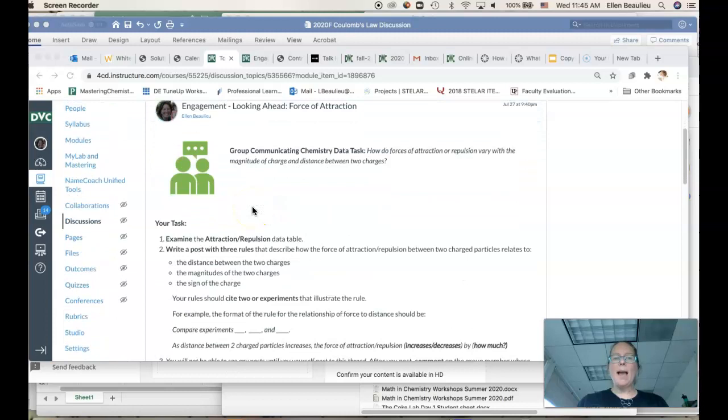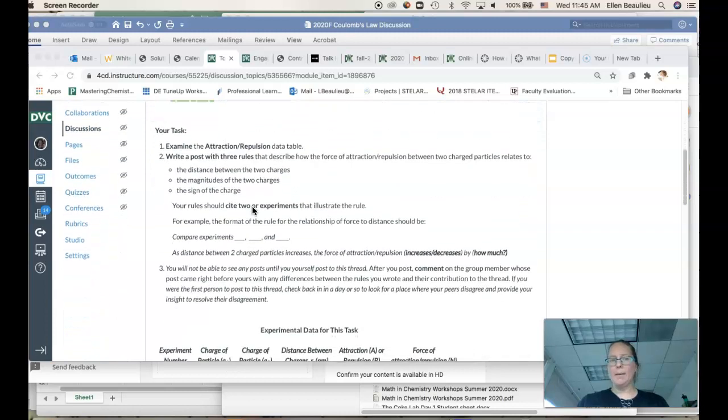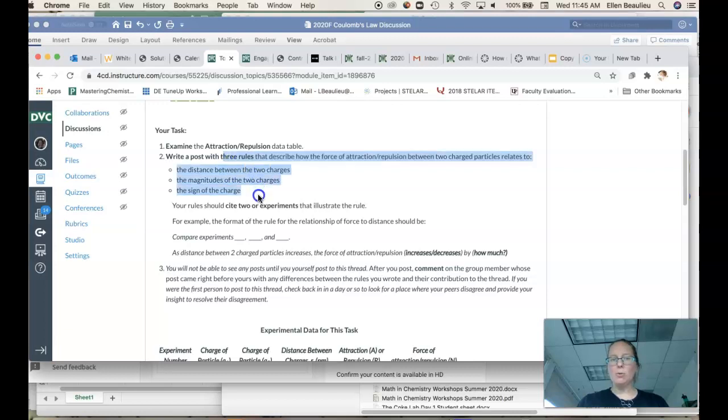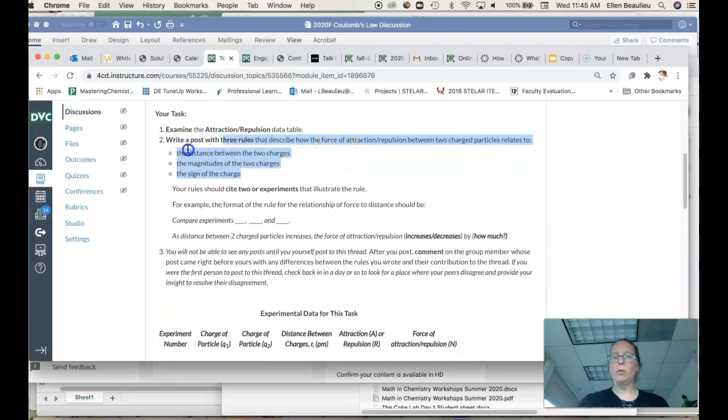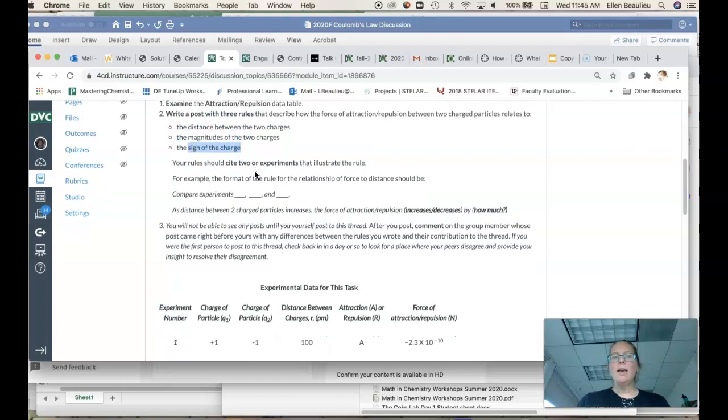In this, I'm asking you to look at some data and to write a post where you're going to make 3 different rules describing how charged particles relate to each other. Your rules are going to relate to the distance between the charges, the magnitude of the charges, and the sign of the charge. And your rules should compare experiments.